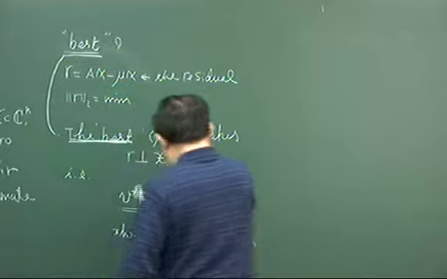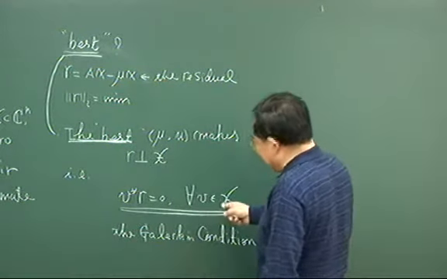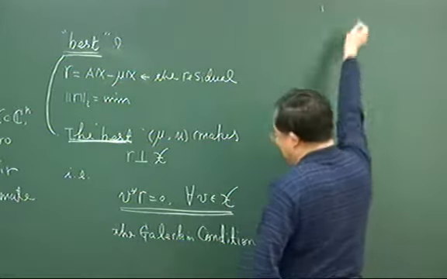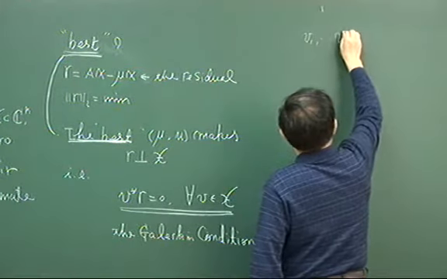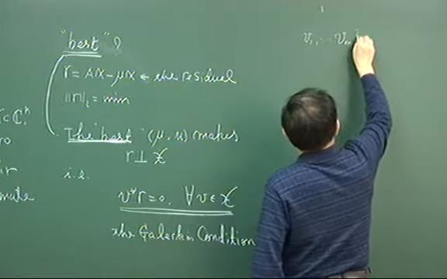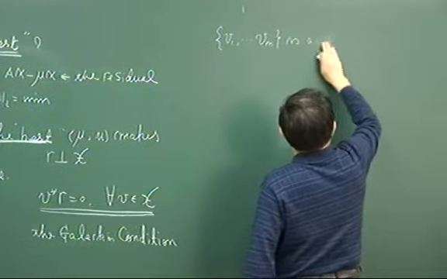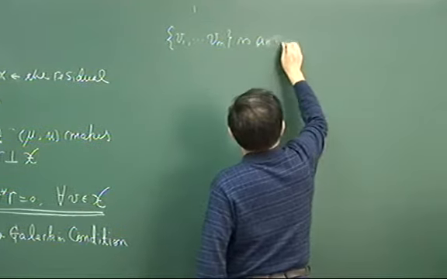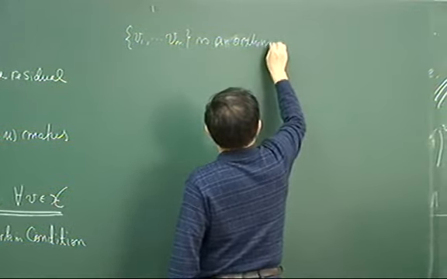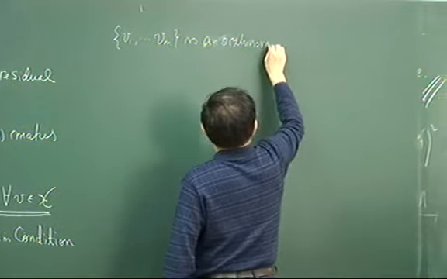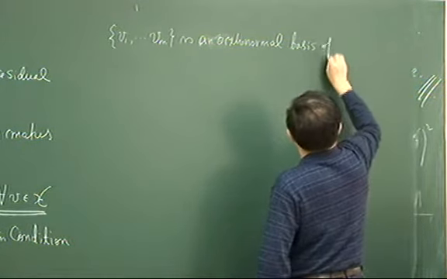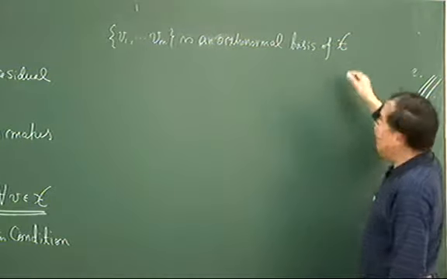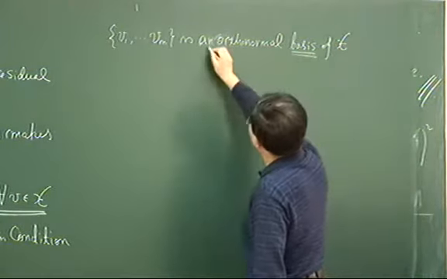Now we want to solve this problem, so we must translate it into a matrix form. So now we assume V_m is an orthonormal basis of X. We must know that the basis we require is also orthonormal.